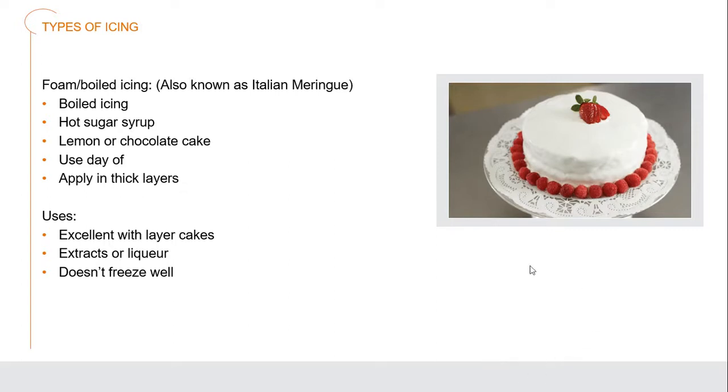And when we talk about layer cakes, if you look over on the picture here, you can actually see where there are separate layers. There's a top layer, there's a layer of the actual icing, and then there's the base layer as well. This is perfect for that type of thing. These work really well if you want to add any extracts or liqueurs to give additional flavors to these kinds of icings. Now, one thing is, this icing does not freeze well.